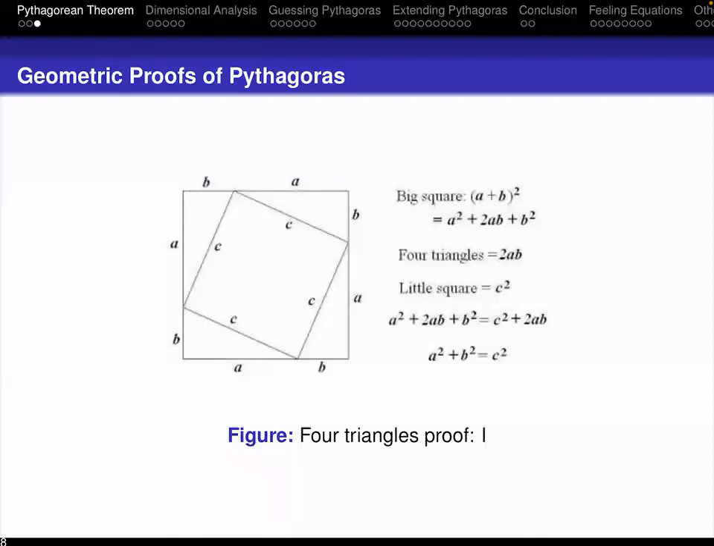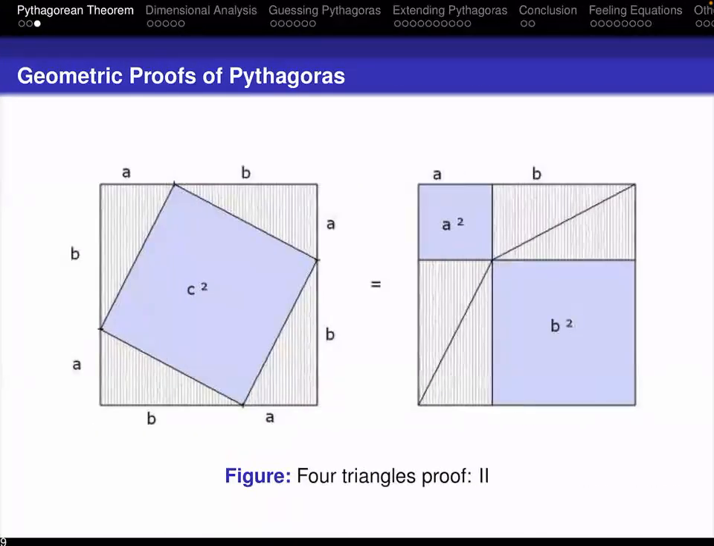With a little bit of work, you can show that the rhombus is actually a square inside. So all the angles between the C's are 90 degrees. So its area is C squared. So A squared plus 2AB plus B squared has to be C squared plus 2AB. Cancel the 2ABs, and we get A squared plus B squared is C squared. So we've proven Pythagoras.